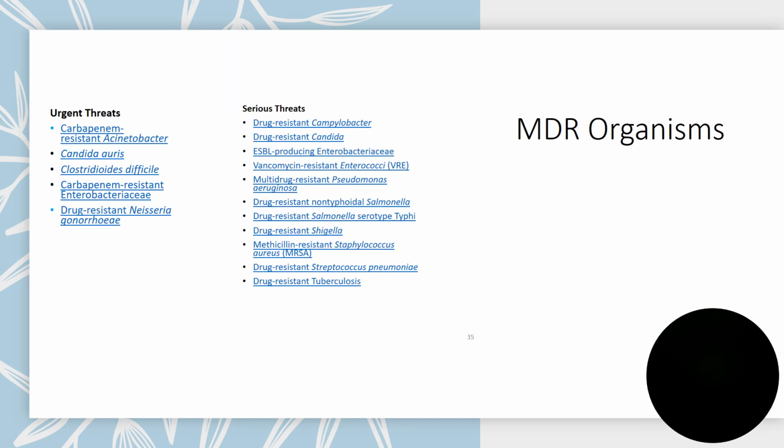Because of the occurrence of multidrug resistant organisms and in high case numbers, the CDC has created a list of urgent threats and serious threats. Under urgent threats, you will see Candida auris and C. diff, along with CRE. Under serious threats, you will see vancomycin-resistant enterococci, VRE, along with MRSA. So, focus needs to be put on curtailing the inappropriate prescribing of antibiotics.